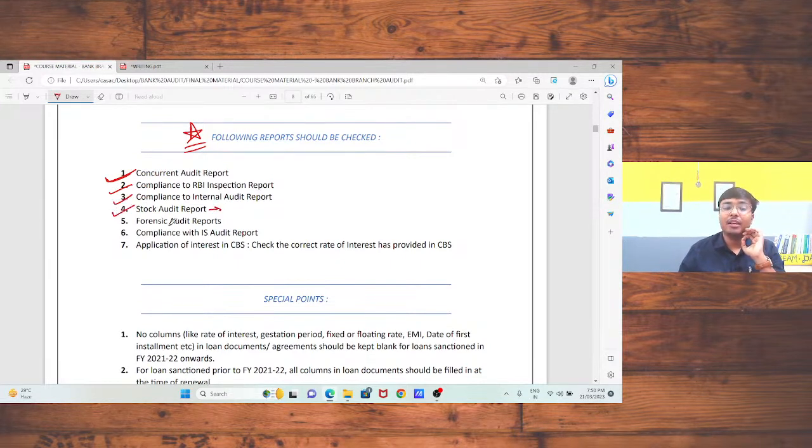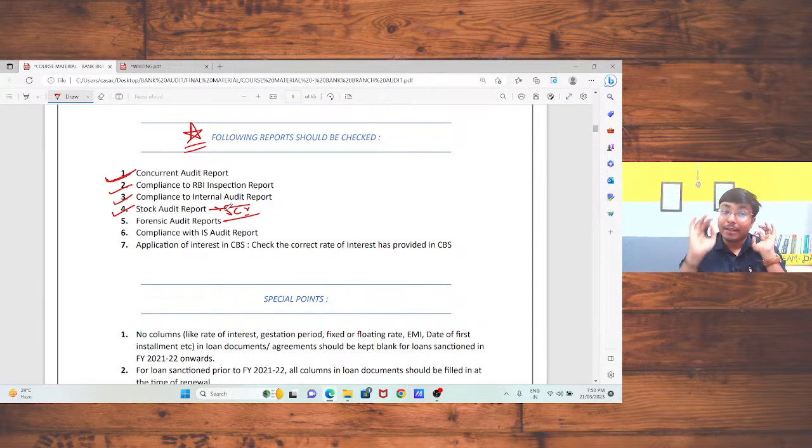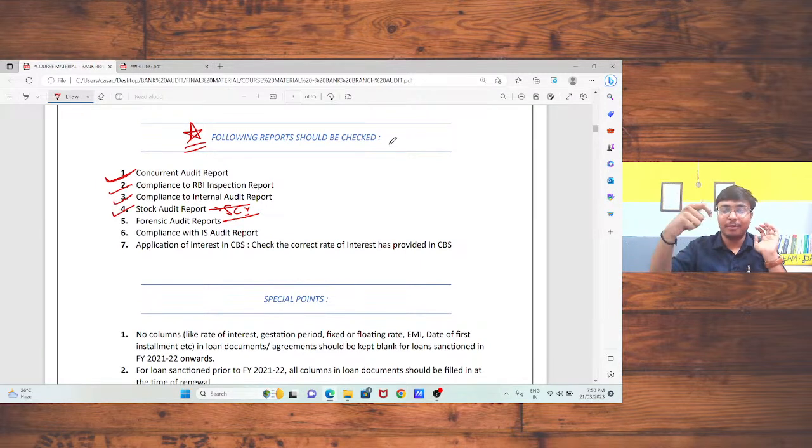Stock audit report. If there is any borrower with exposure in excess of 5 crore rupees, in that case a stock audit report is mandatory and the stock audit should be done by a chartered accountant. So in that case, you should demand the stock audit report. For that purpose, first from the advances sheet which you have taken from the branch manager, you should prepare the list of accounts whose limit has crossed the stock audit threshold, that is, a sanction amount of 5 crore rupees.